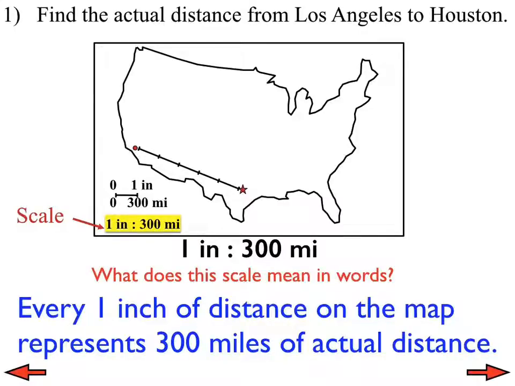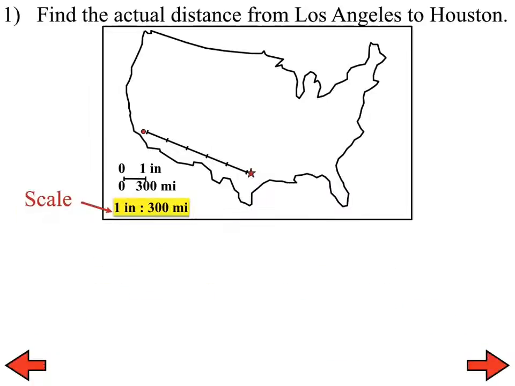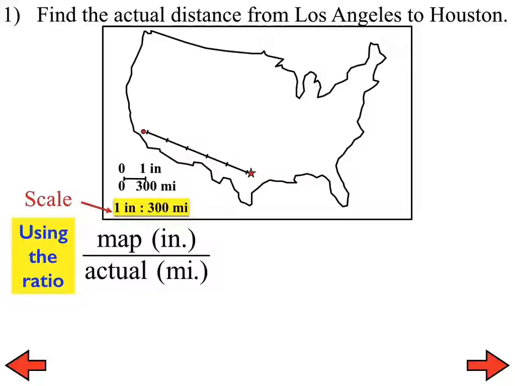That scale that you see there on the map, you can write as a ratio that looks like a fraction. So we're going to do map over actual because that's how you read the scale. The first number was the map number, right? And the second number is the actual number. So that's 1 over 300 equals, I want to know what the actual distance is from LA to Houston. 5 I got from the map. I used a ruler and measured this distance. I saw that was 5 inches.